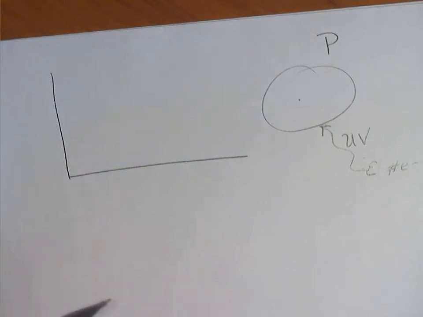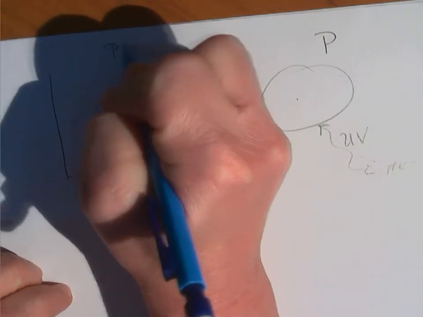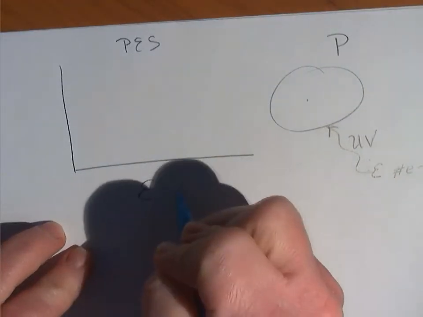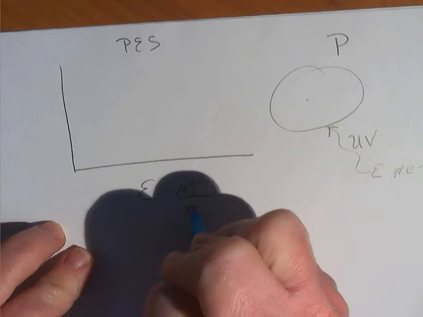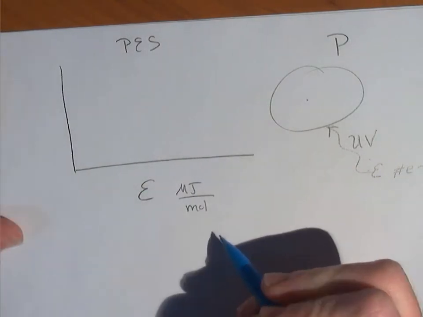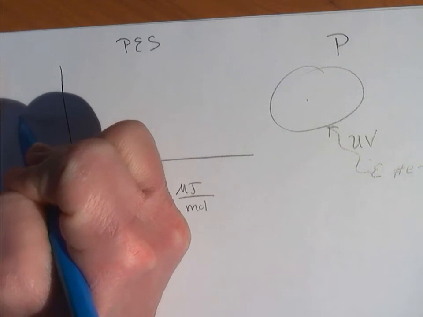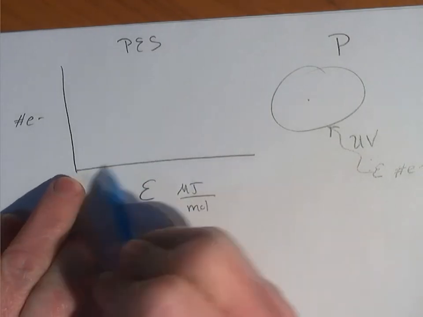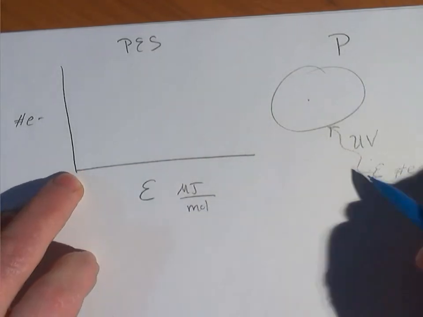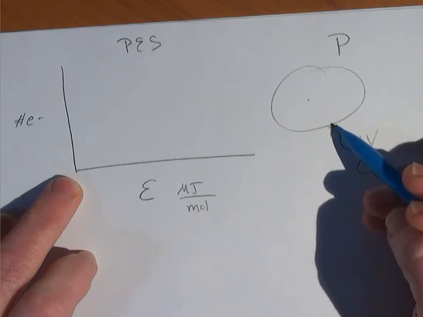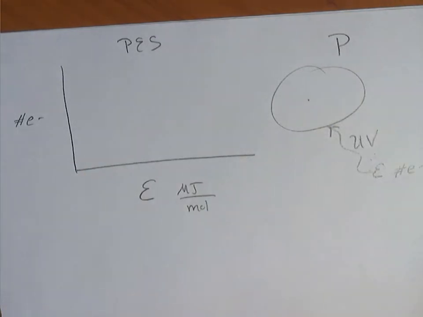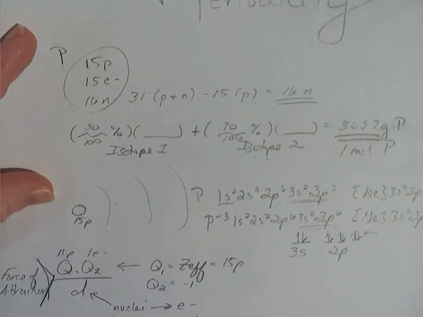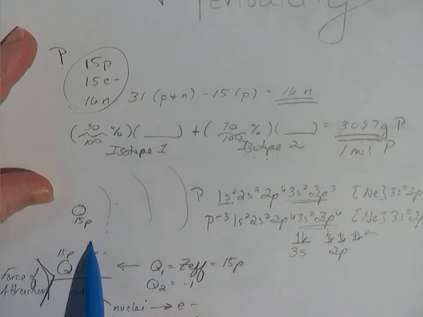So most often, PES comes your way in a graph. It'll be energy, and usually they're crazy units like megajoule per mole, per mole of electrons. And then on your y-axis is the relative number of electrons. Where the peak is on the x-axis is how much energy was required to eject those electrons. And what will determine the energy is where the electron is in reference to the nucleus.